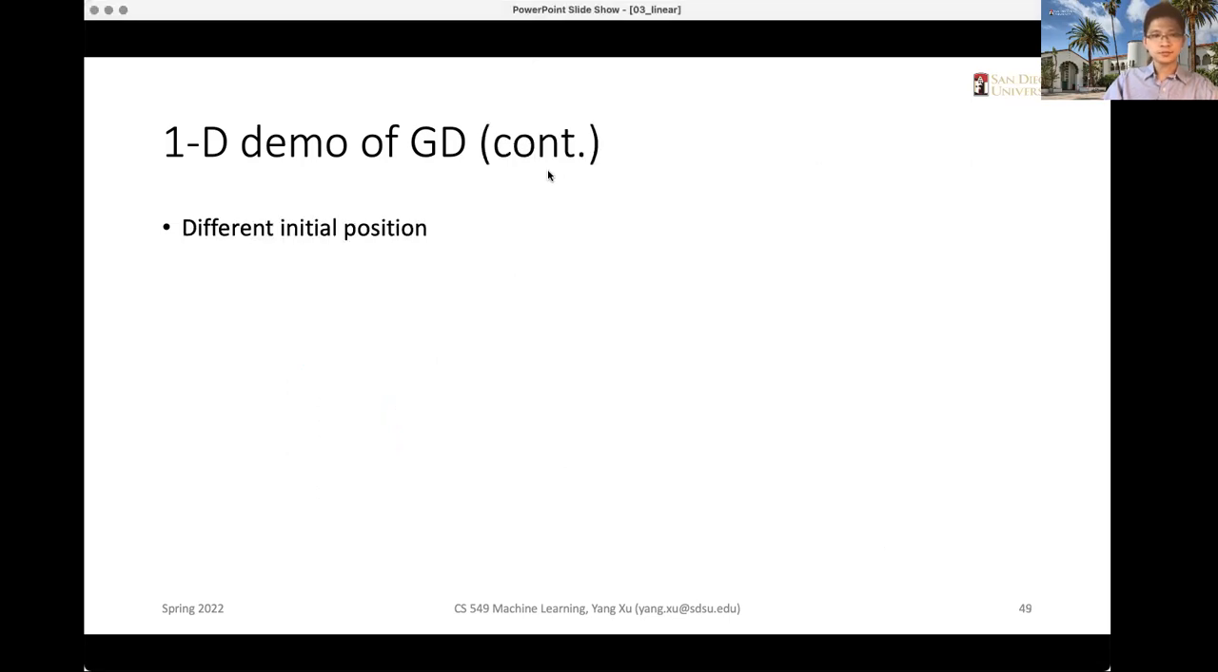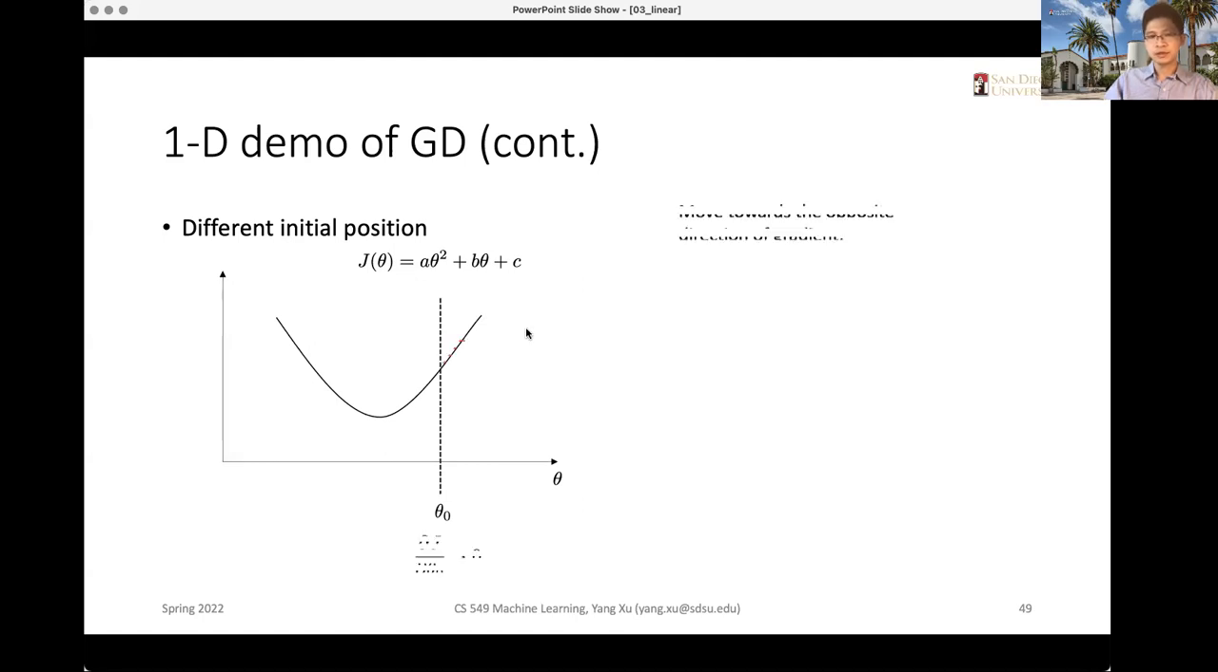So next, let's look at a different initial position. What if we start at the right side of here? We can notice that this time the gradient is a positive value, right? But our principle doesn't change. We should still move against the direction of gradients, using the same formula. Theta 1 should be theta 0 minus alpha times the gradients, which is indicated by this black arrow. That'll be our new theta 1.